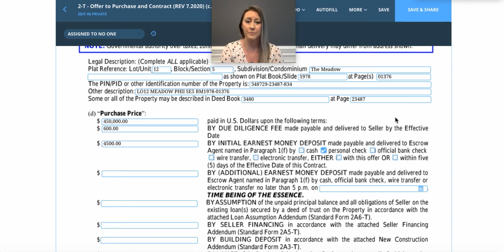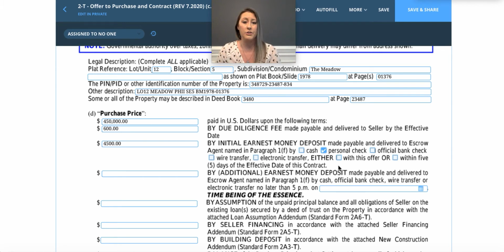Wire transfer, not a lot of people do that, but you can. I mean, we're in the age of Venmo, PayPal, Cash App, all that kind of stuff. So if you want to do wire transfers and your clients are comfortable with it, I don't see any reason why you can't do that. Next, you're going to check, but I always do personal check just because.